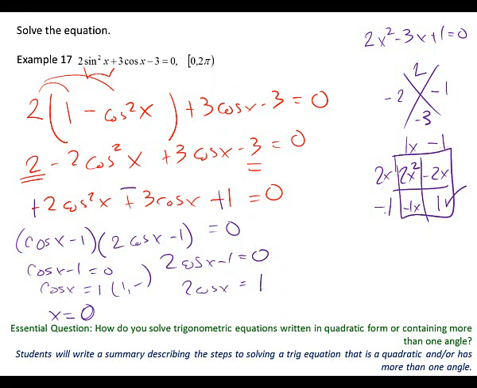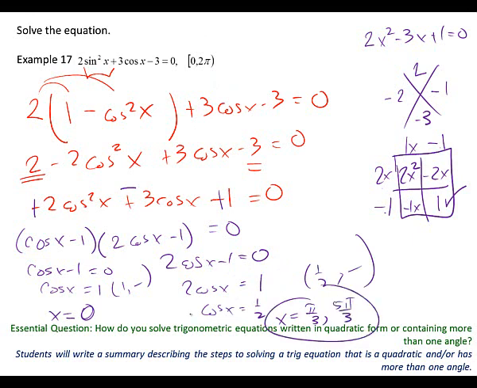All right, I've got to add the 1 here, and I've got to divide by 2. So where is the x value equal to 1/2? Pi over 3 and 5 pi over 3. I like it.